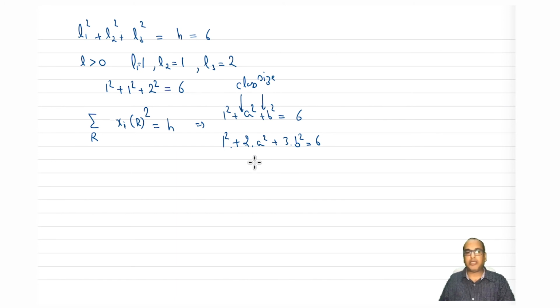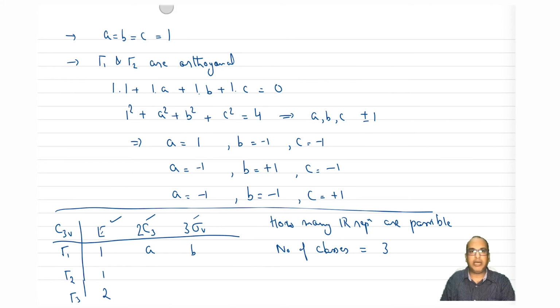Now again, what are the possible solutions? A and B can be positive or negative. Let's consider the first solution where A is equal to 1 and B is equal to 1. So this satisfies the condition. So you have 1 plus 2 plus 3 equal to 6, right? So that means we can fill the table as 1 and 1.